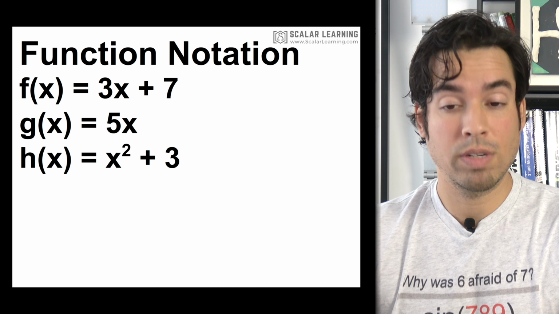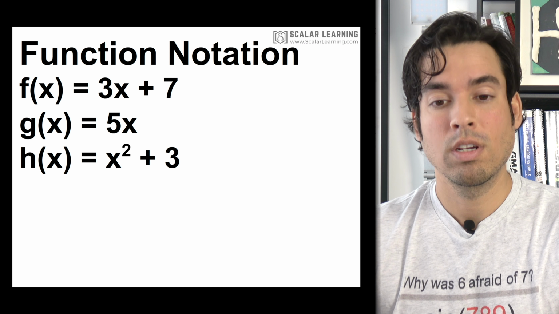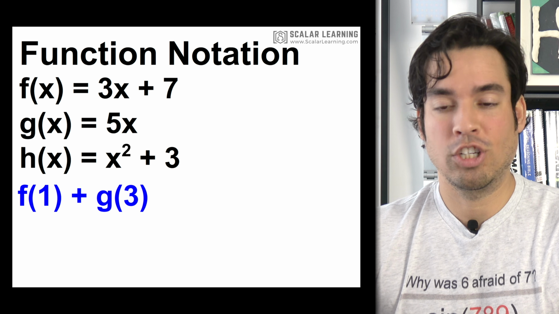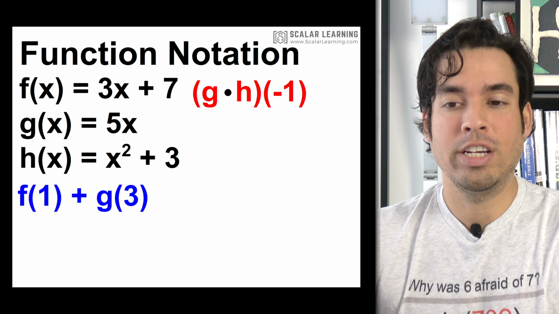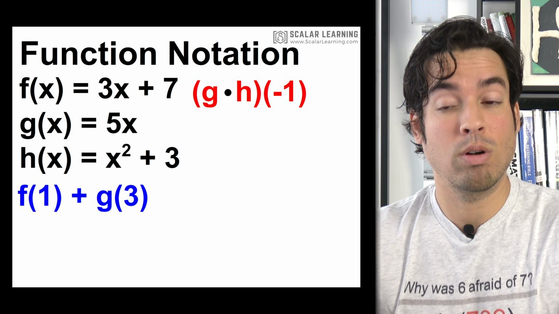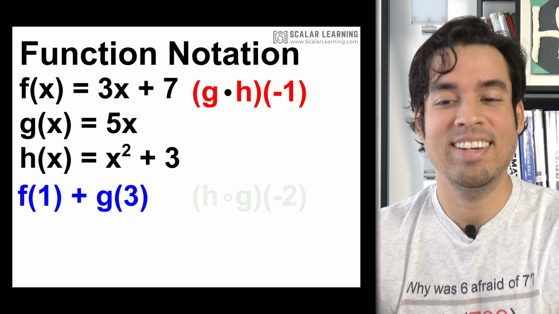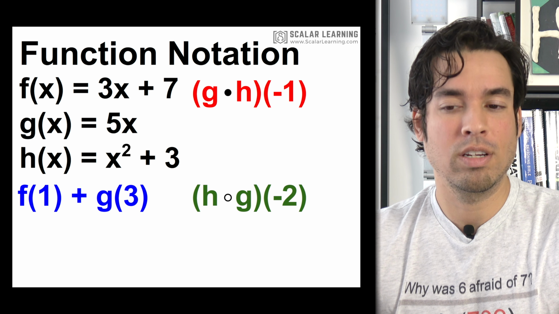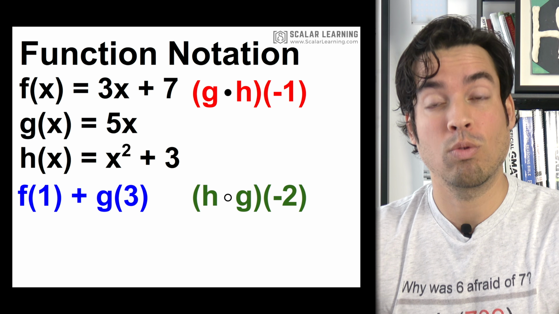Another example involving all three of these original functions would be f of 1 plus g of 3, addition, g times h of negative 1. What the heck is that? We're going to talk about that in a second. And then this interesting open circle. So let's go through all these examples.